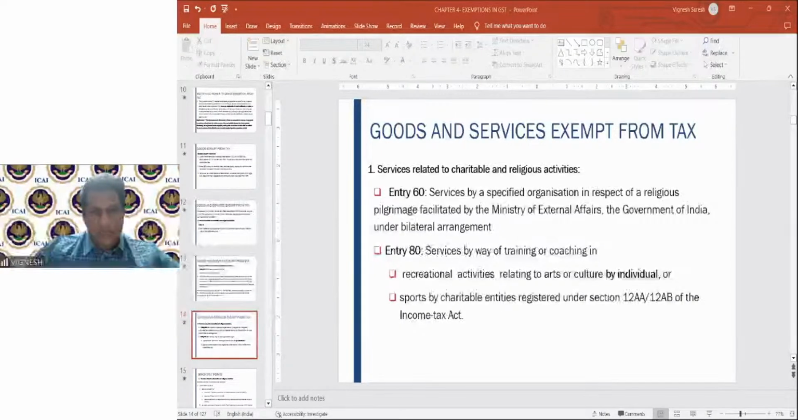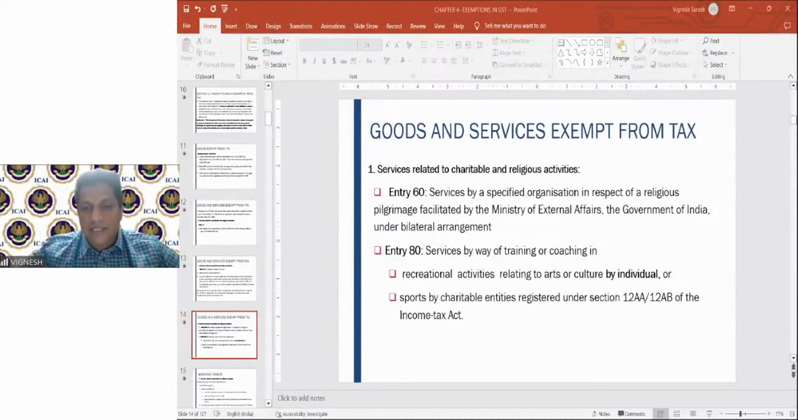So here, I'll tell you the page number. Just go to entry 80. Entry 80 is on page number 31. Earlier, this is what was given: arts or culture or sports by charitable activities, both had to be undertaken by charitable entities registered under 12AB of the Income Tax Act 1961.